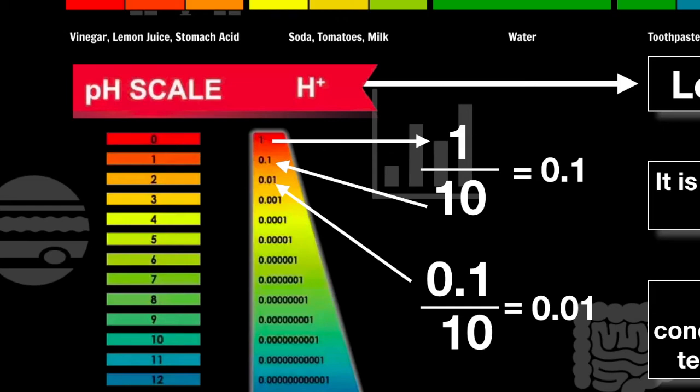So in this case, a pH of 1 is 10 times more concentrated than a pH of 2. A pH of 2 is 10 times more concentrated than a pH of 3, and so on. It is not a linear function, it is a logarithmic scale.